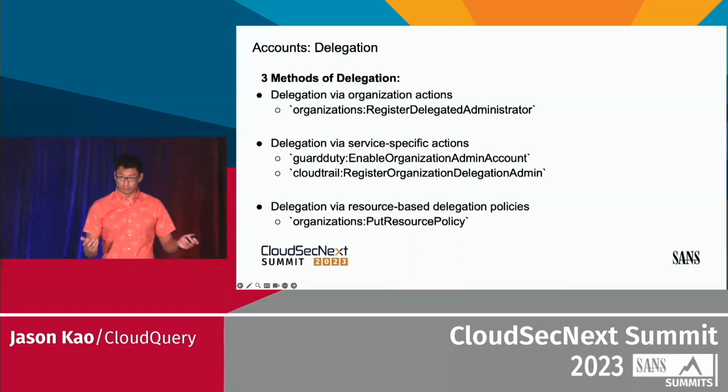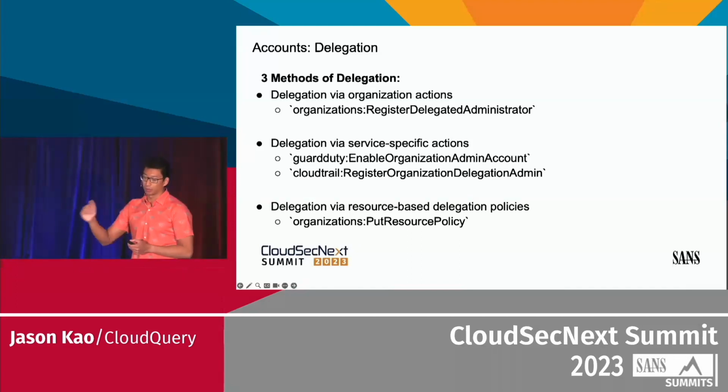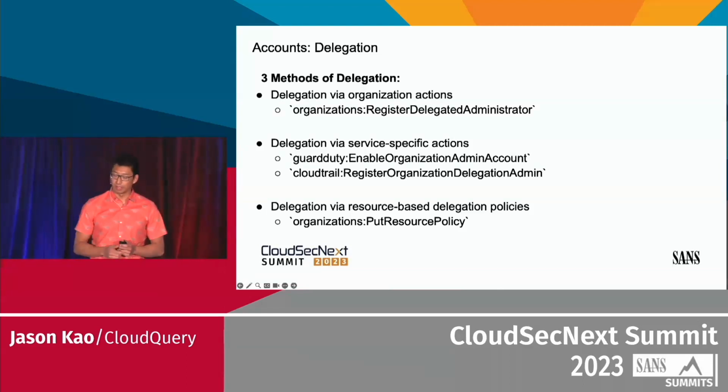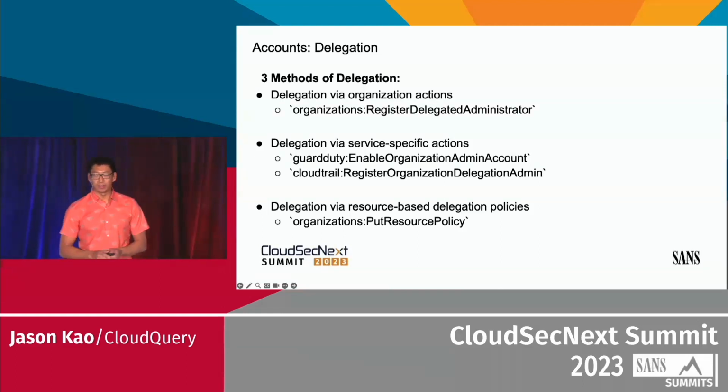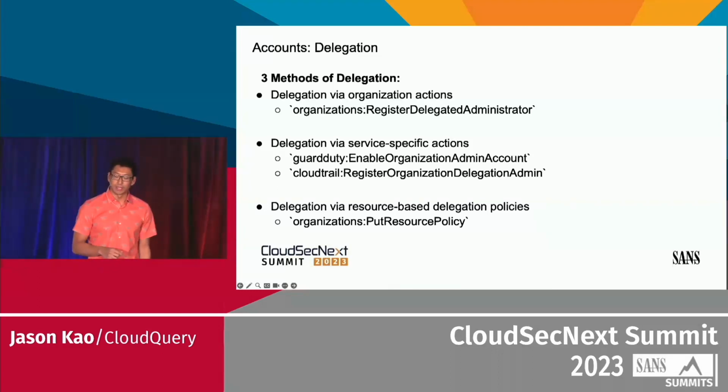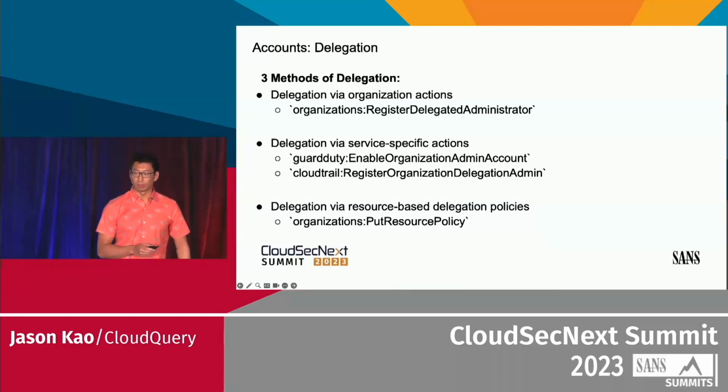So GuardDuty, another security service in AWS, enable organization admin account. CloudTrail for logging, register organization delegated admin. And lastly, there's delegation via resource-based delegation policies, which is relatively new as well. And that's something via organizations put resource policy.